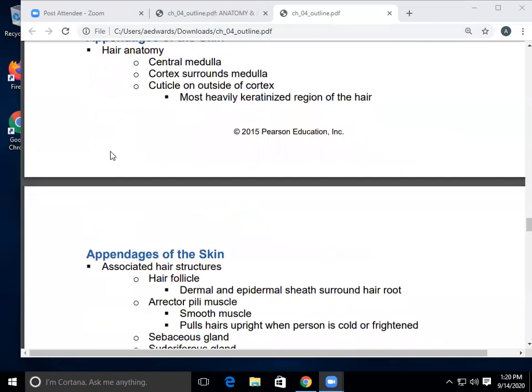All right, so let's talk about the anatomy of the hair. So in the center of a hair, let's see, there it is.